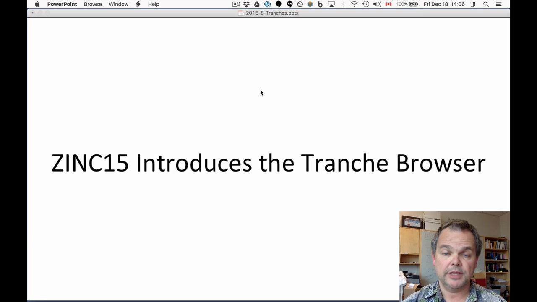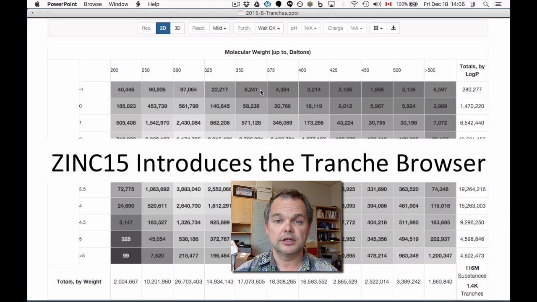So tranche is a French word meaning slice, and so ZINC 15 introduces the Tranche Browser, and here's what it looks like. Along the horizontal axis is molecular weight, size, and these numbers are read as up to, so up to 200 Daltons, 250, 200 to 250, 250 to 300, 300 to 325, and so on. And then greater than 500 over here. And these are the totals. And on the vertical axis, this is logP. It's obscured by the title, but it's up to minus 1, minus 1 to 0, 0 to 1, and so on, greater than 5. And the totals are down here.